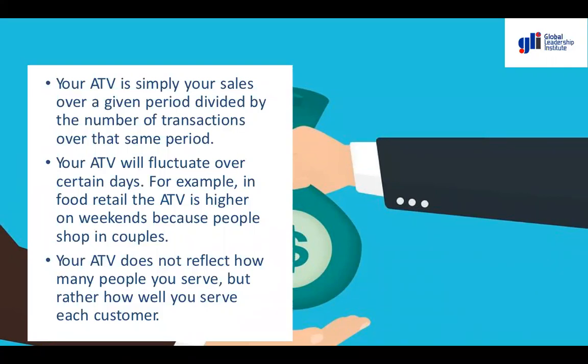So your ATV can fluctuate daily or weekly depending on your business cycle. For example, for quick service restaurants and food retail, the average transaction value is always higher on weekends because people shop and buy in couples. So per transaction is always higher. And that's why on weekdays, they try to push you to spend more by doing promotions, buy one get one free, BOGOF, or spend this amount of money and get this discount. That is for them to increase their ATV on the days that are normally low.